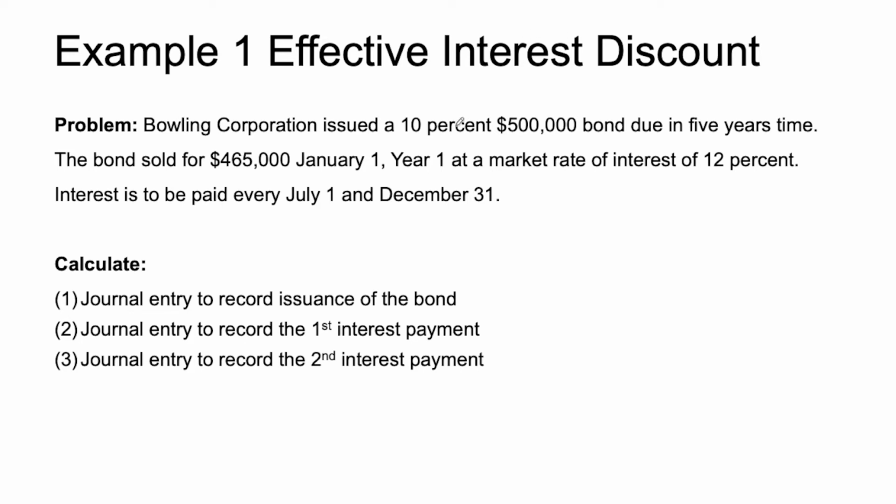So just taking a look at the problem here, highlighting some important concepts we're going to need to answer these questions. It says Bowling Corporation issued a 10% $500,000 bond. So this 10% is our stated interest rate, and this $500,000 is the face value of the bond. However, also in the problem, it says what the bond actually sold for. So the bond sold for $465,000. Of course, that's going to be our carrying value of the bond. And if we keep reading, it says it sold at a market rate of interest of 12%. This market rate of interest just equals the effective rate of interest. They're essentially the same thing.